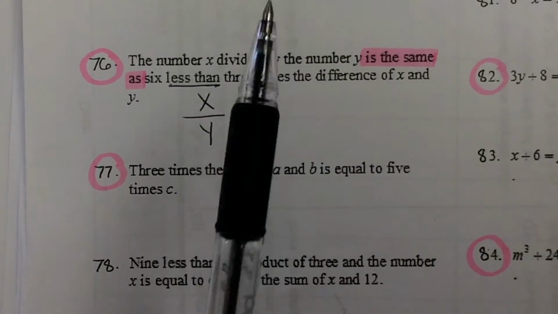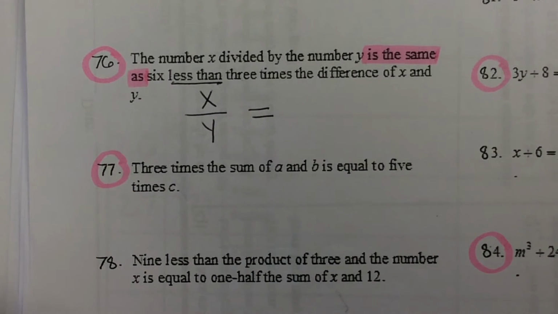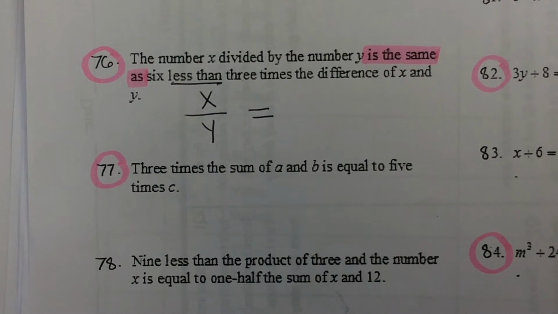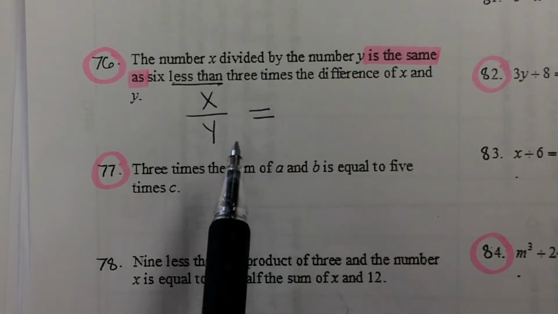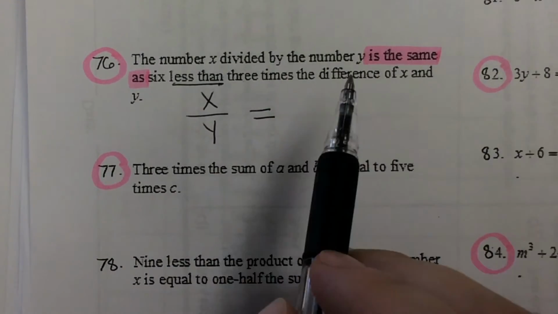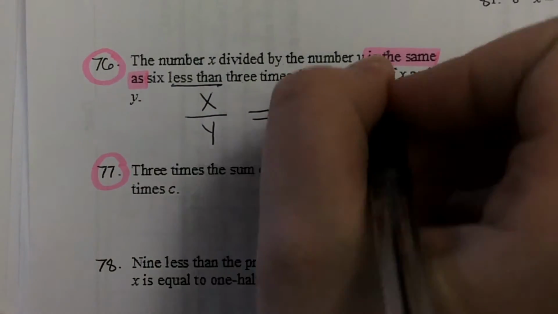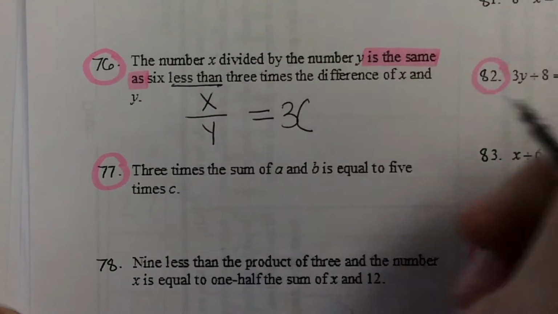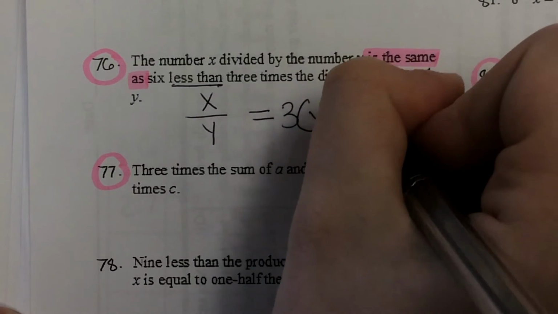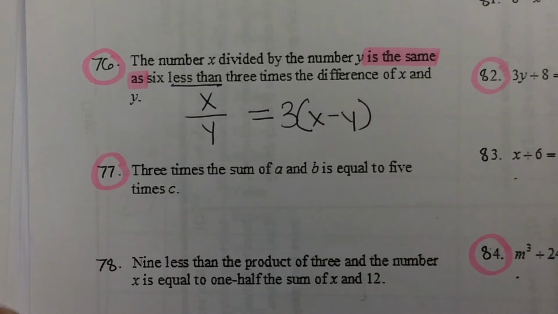So let's read on. 3 times the difference of x and y. So we have 3 times x minus y. That should tell you that you're going to have parentheses. Do you see how 3 times the difference of these two numbers, there's that word of, meaning that you're going to multiply 3 times whatever x minus y is. So we need to use our distribution. We have to have parentheses here. So 3 times (x minus y). And that is 3 times the difference of x and y, the subtraction of x and y.